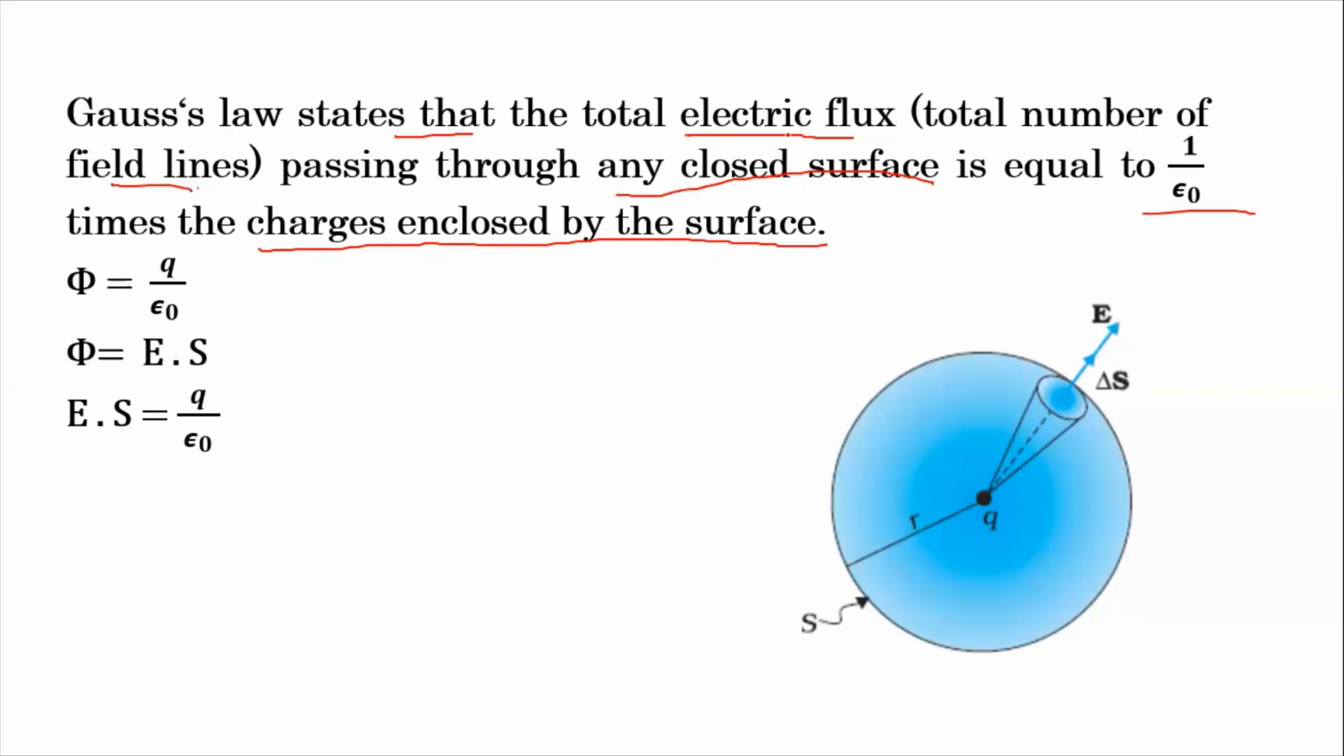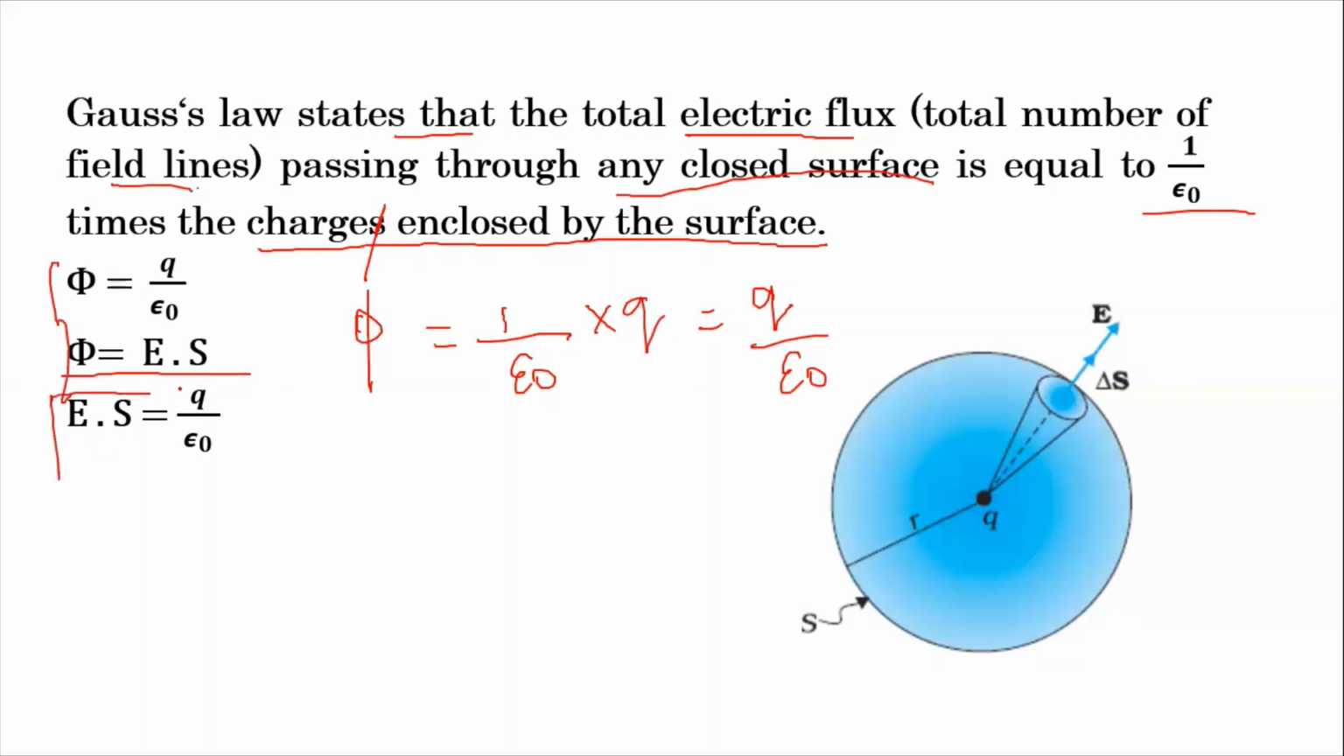That is, we know that flux is denoted by phi. Phi passing through any closed surface will be equal to 1 by epsilon naught times the charge enclosed by the surface. So it is 1 by epsilon naught into Q, which will be equal to Q by epsilon naught. We already learned in the previous class on electric flux that phi is equal to E dot S. So equating, you will get E dot S equal to Q by epsilon naught.